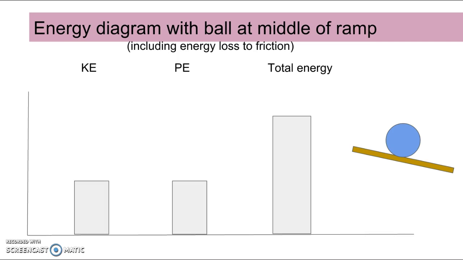This is the diagram of the ball's energy when it was halfway down the incline. The potential and the kinetic energy are equal because the ball gained velocity and lost its height. The total energy decreased due to the friction.